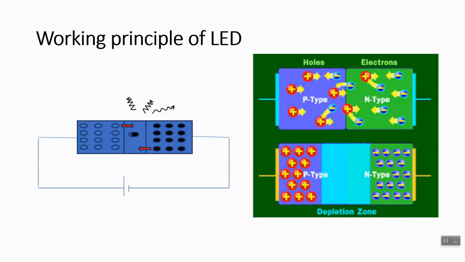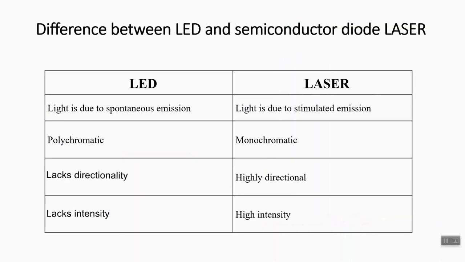So this represents the figure of an LED. An LED is merely a forward bias PN junction device which generates light by the recombination of electrons and holes at the depletion region. When biased by means of injection pumping, electrons and holes are injected into the depletion region. Inside the depletion region, electron-hole recombination takes place, producing light corresponding to the respective band gap. It is spontaneous emission. Now let us see the difference between an LED and a semiconductor diode laser.